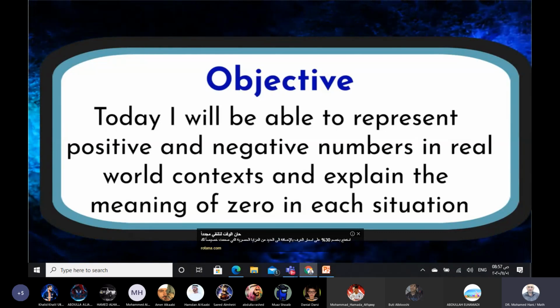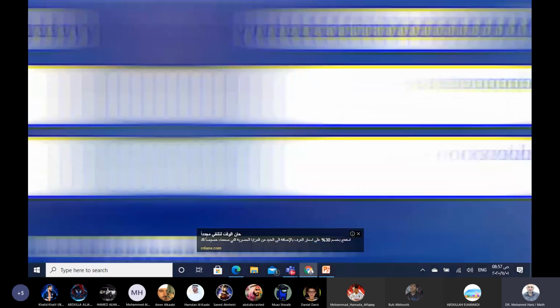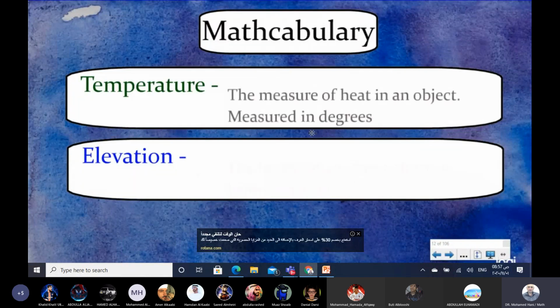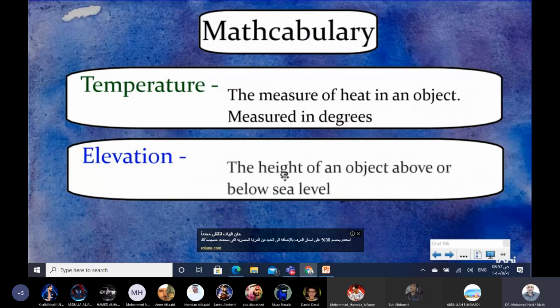So let's get started with our math vocabulary. Today we're talking about temperature and elevation. Now, most of you know what temperature is. Temperature is the measure of heat in an object, and it's measured in degrees. That's a non-scientific definition of that word, but it will work for us. And elevation is the height of an object above or below sea level. And we'll look at that in just a second.